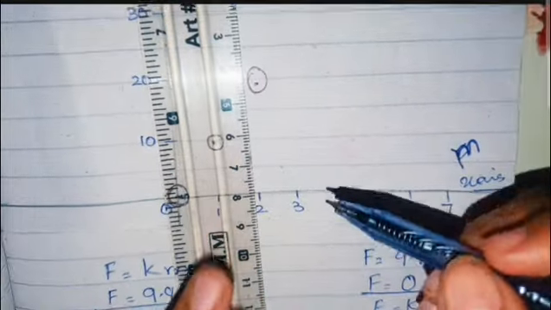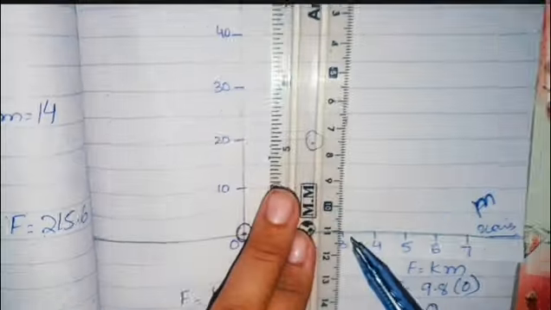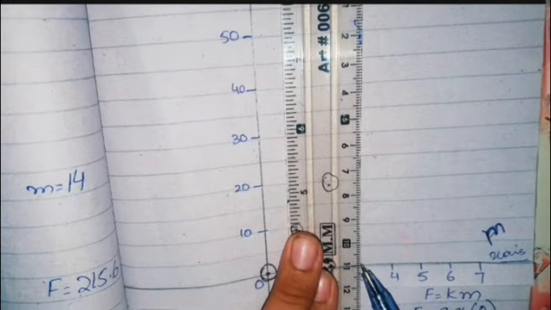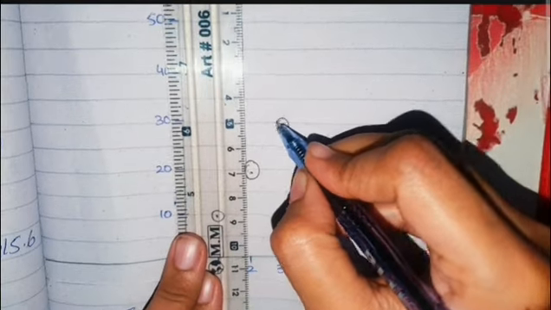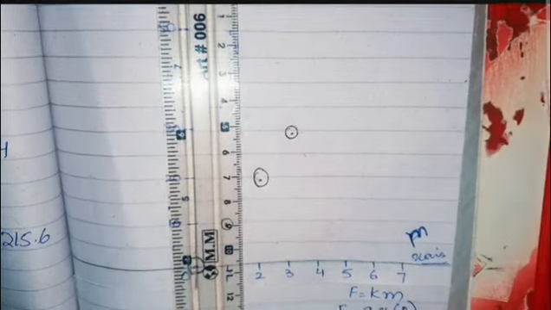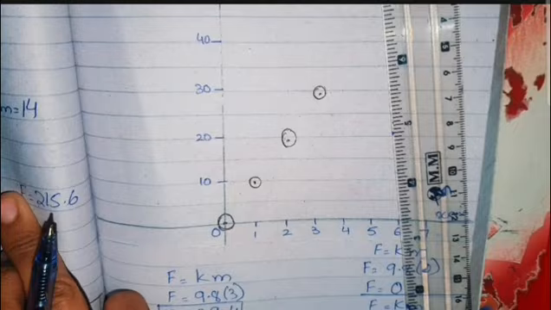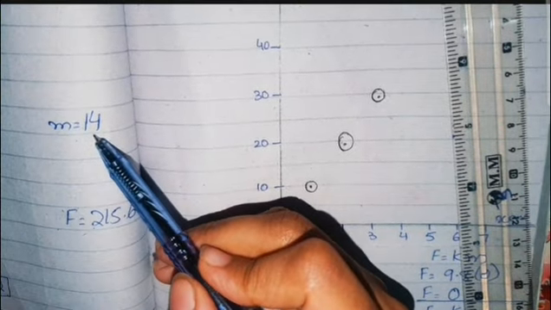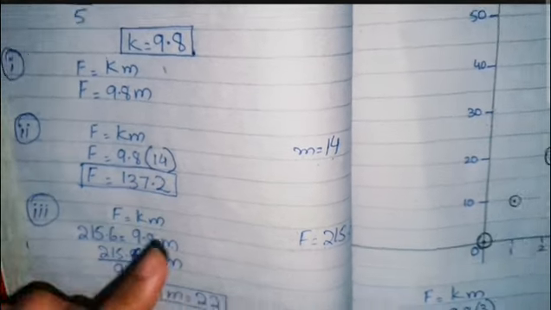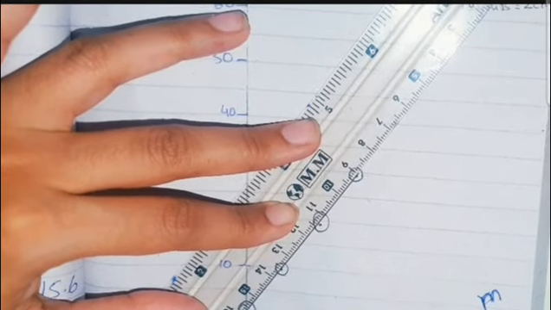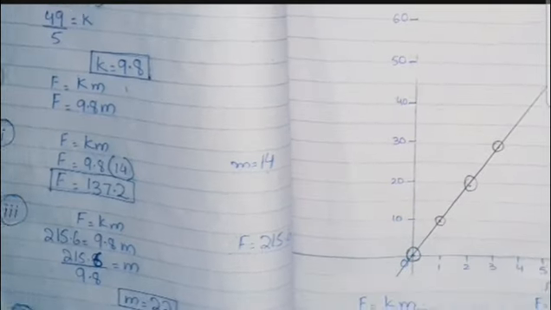So I'm marking over here, and when m is equal to 3, the value of F would be 29.4, a little bit below 30. This is 29.4. So this was all. We have marked the points. We can also plot these points when m is equal to 14, so we will get 137.2, but it takes a very large space to draw that graph. So I'm joining the line over here, and this is the graph, the fourth part of our question. So we have completed question number 12. Thanks.